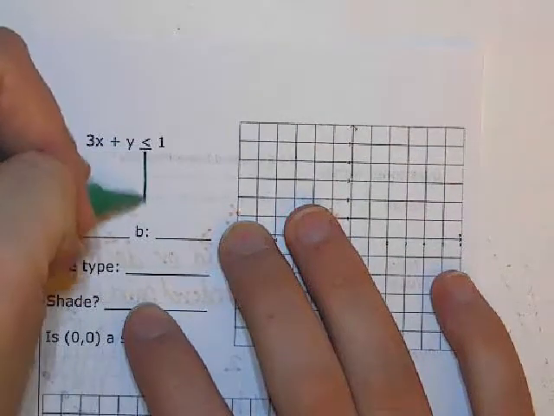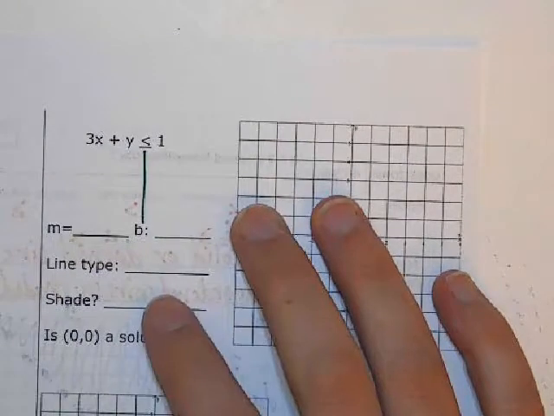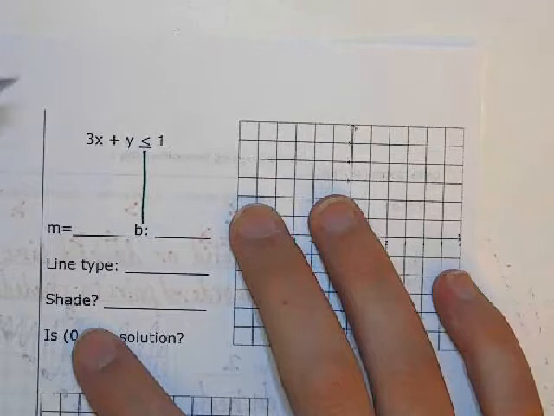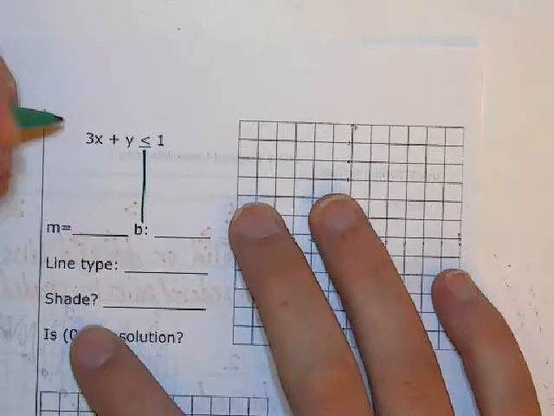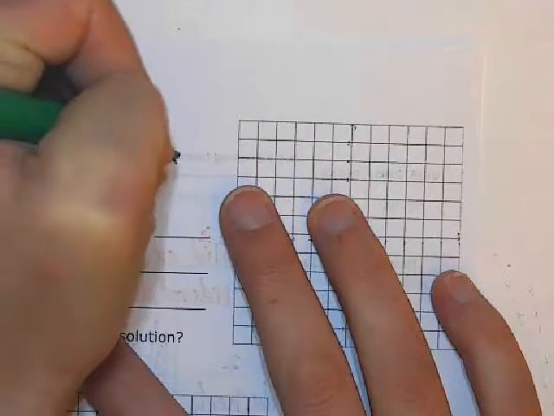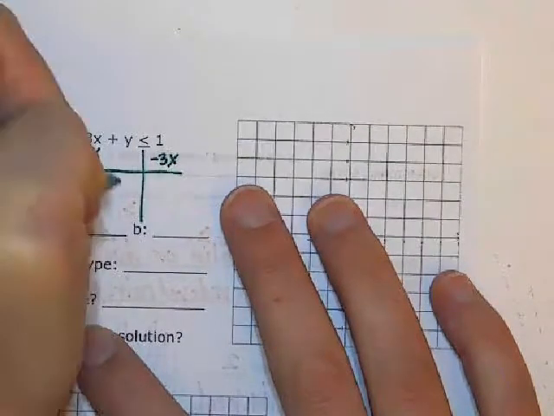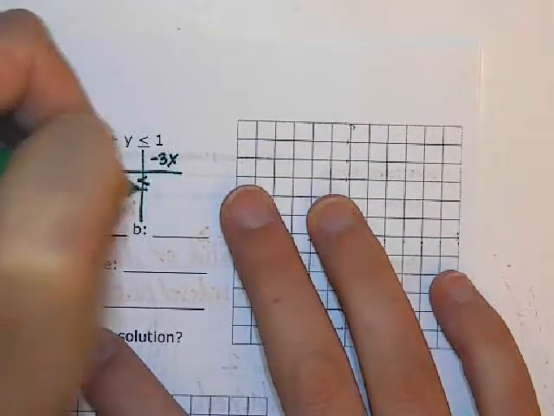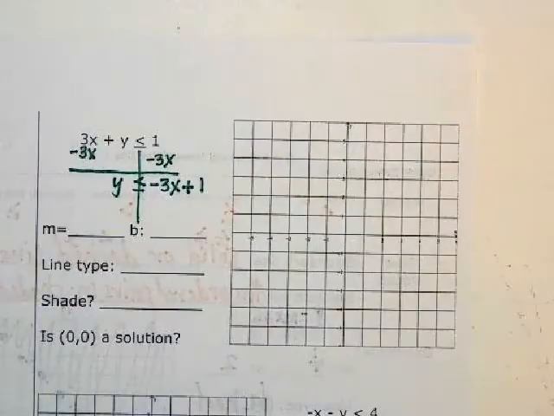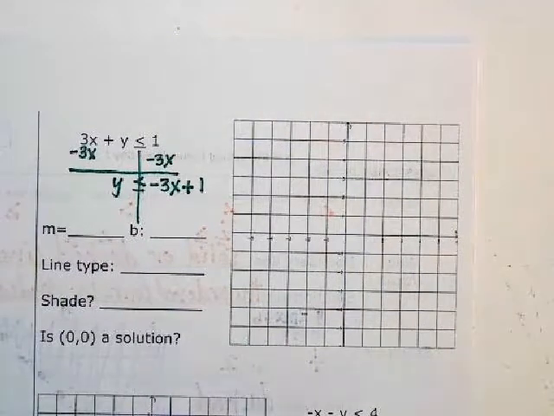Draw your line. Get y by itself. So what do I need to move? The 3x. How do I move a 3x? Minus 3x. So y less than or equal to negative 3x plus 1. And now it's alone. Now y is by itself. Okay, so simple.